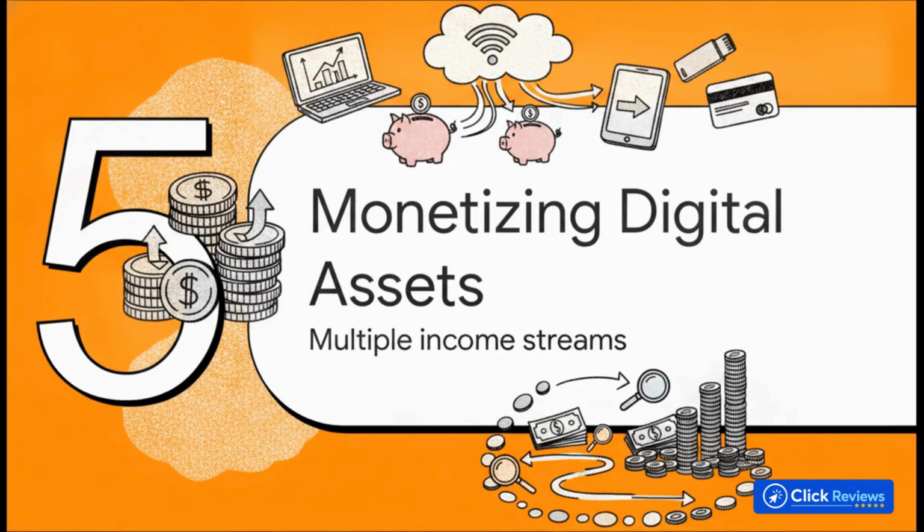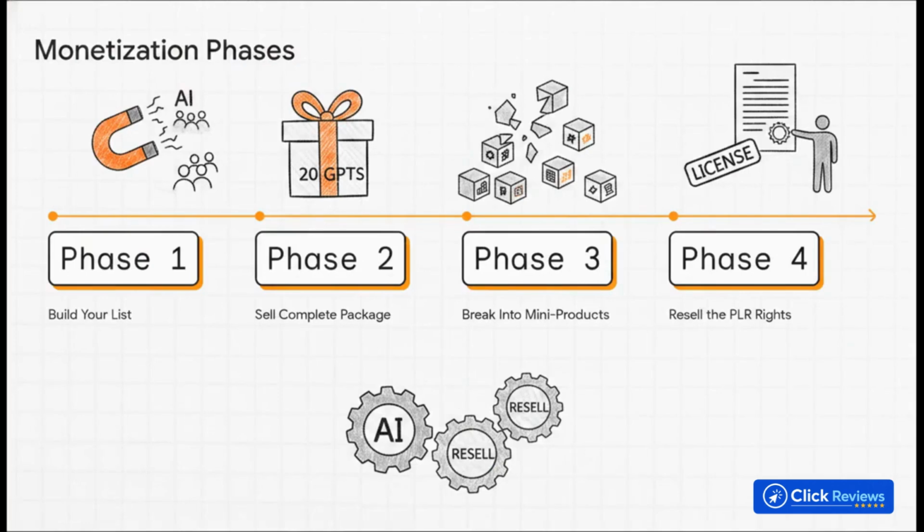Finally, Section 5, monetizing your digital assets. Let's talk about the multiple strategies you can use to turn this toolkit into real income streams. The documentation actually maps out a really brilliant escalation strategy for you. Phase 1 is super simple. Pull out just one GPT and use it as a free lead magnet to build your own list. Phase 2, you deploy that pre-written sales letter and sell the entire 20-tool package as your premium offer.